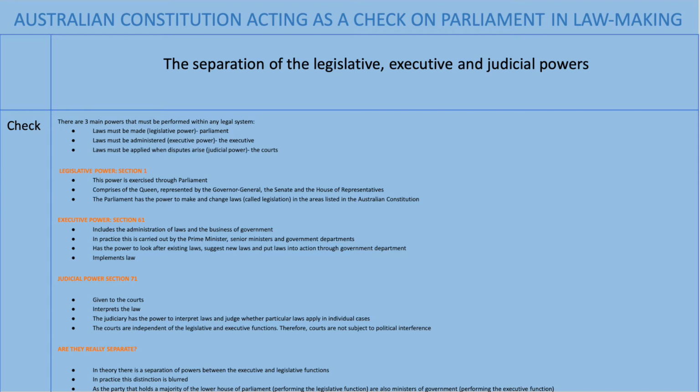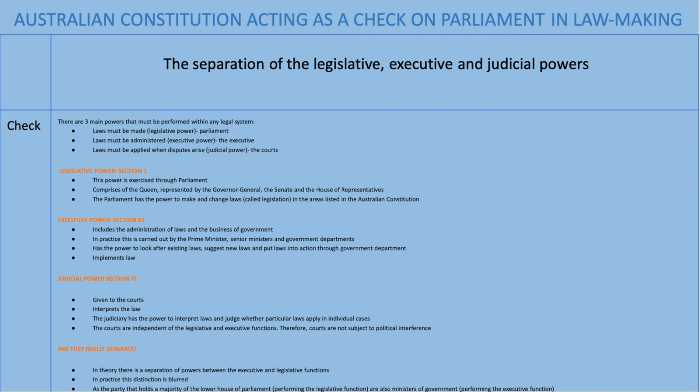The legislative power is found in Section 1 of the Australian Constitution. This power is exercised through Parliament. It's comprised of the Queen, represented by the Governor-General, the Senate, and the House of Representatives. The Parliament has the power to make and change laws, called legislation, in areas that are listed in the Australian Constitution.